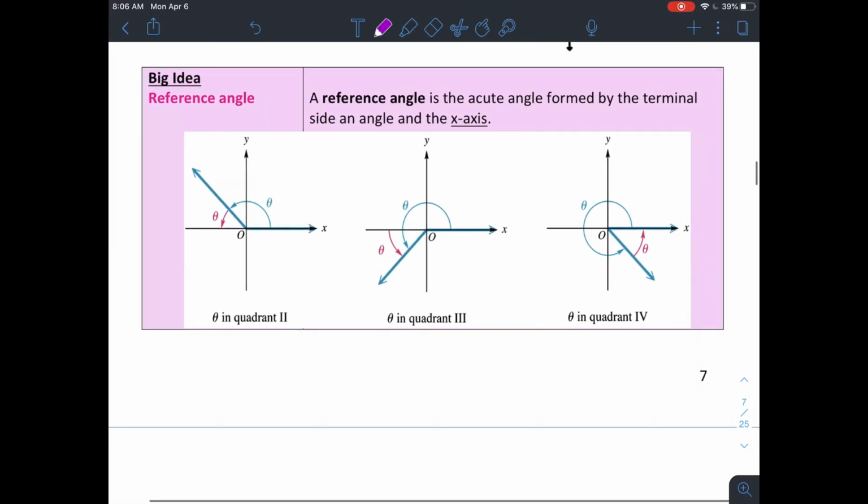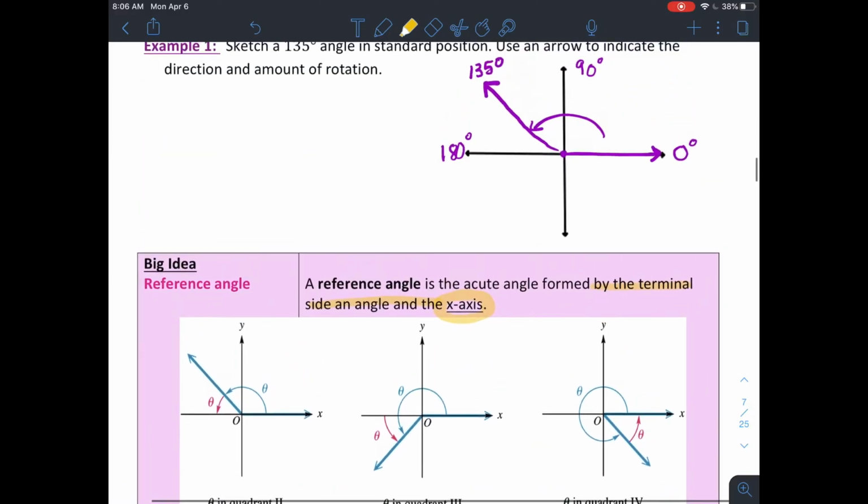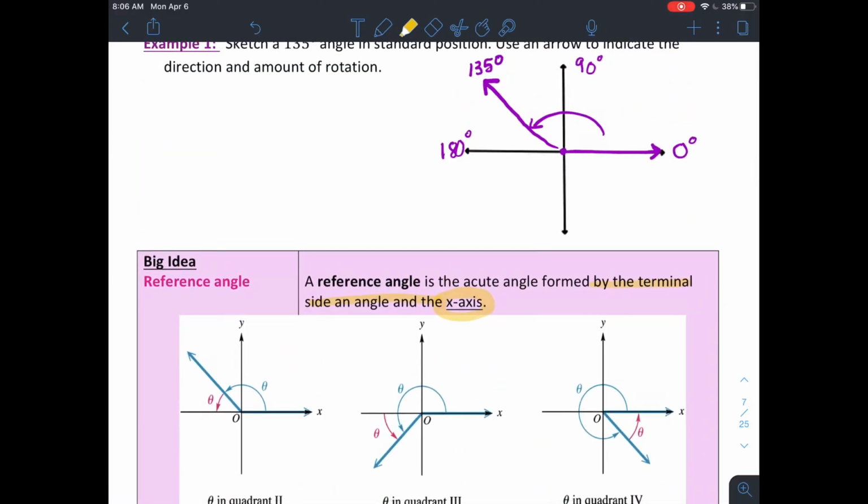Use an arrow to indicate your direction of rotation, so that one was positive. Now, the key to these is something called a reference angle. Your reference angle is formed by the terminal side of your angle and the x-axis. For this one I just drew up here, it's that angle that I highlighted in orange.